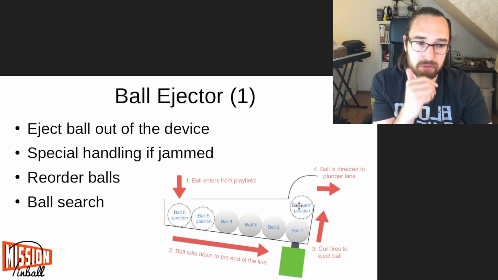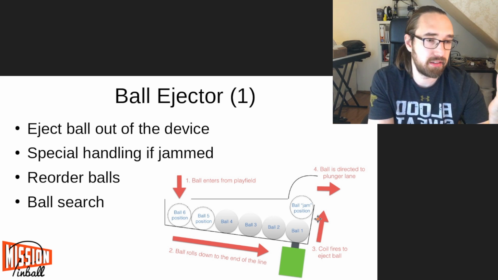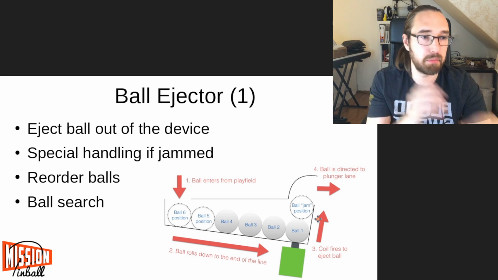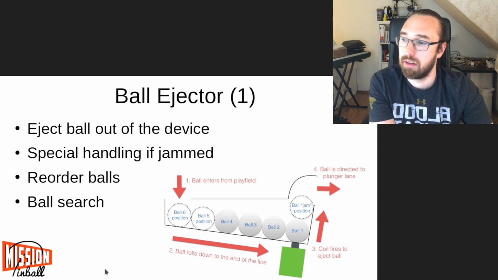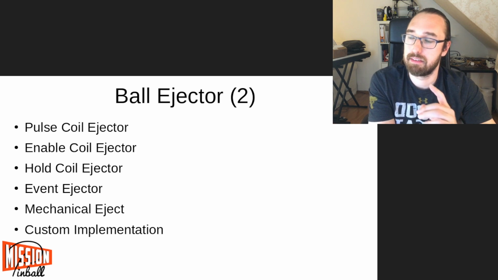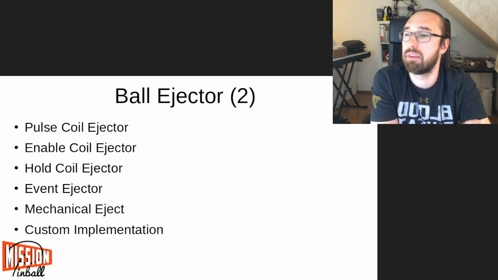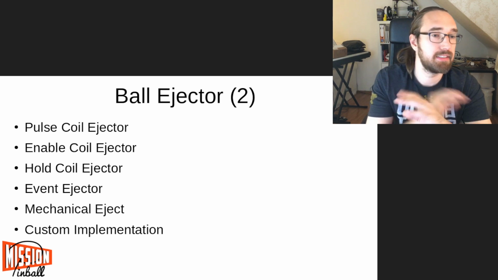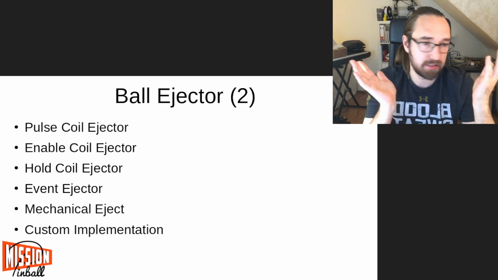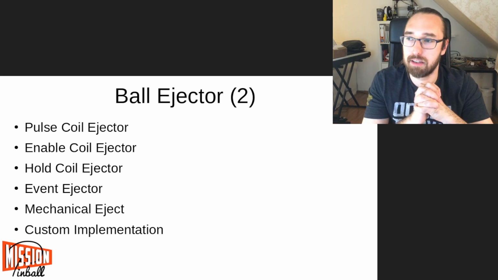If there's no ball in this trough, it will do a full pulse to make sure that if the switch is broken, the ball is out. And that's also a responsibility of the ball ejector. We have multiple implementations in MPF. I think that's all of the ones which are in there by default. That's the pulse coil ejector. That's the standard thing, right? So you pulse the coil, the ball leaves.